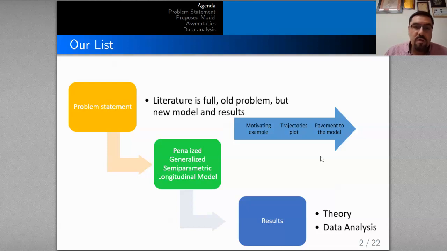It's a kind of ACE data, but we will propose a new model, and we will also consider the underlying assumptions. So this data is the motivating example. We will consider the trajectory plots, and we try to pave the road for the model. Then we will propose the new model, which is a penalized, generalized parametric longitudinal model. And then we will consider a little bit about theory and also the application of the work.